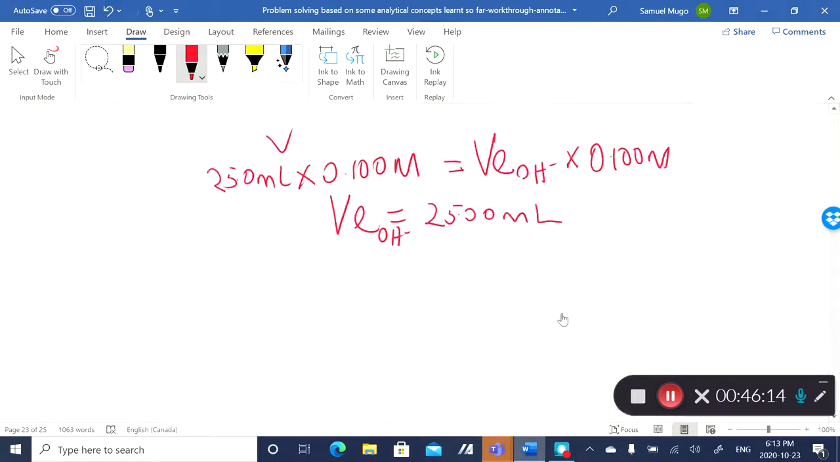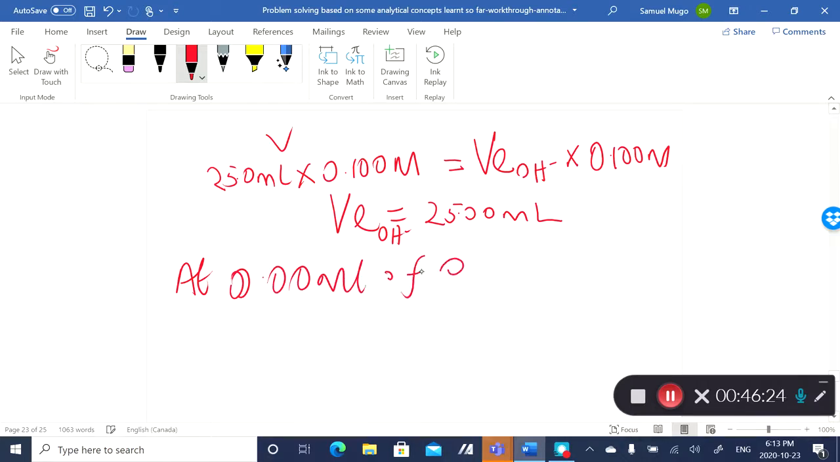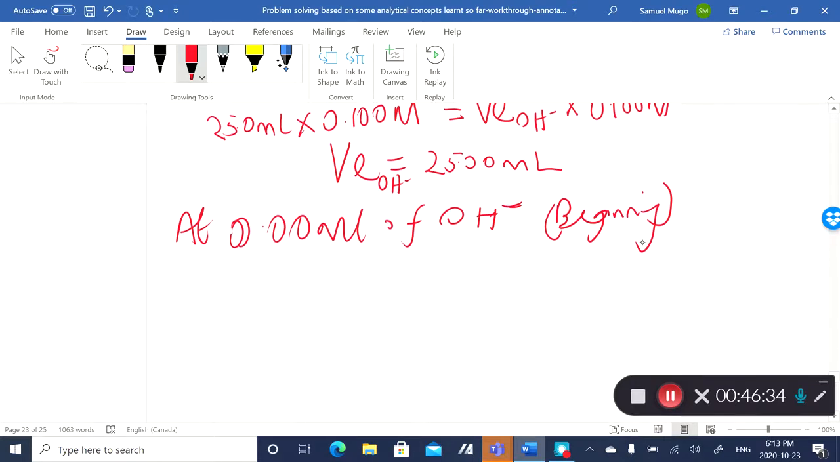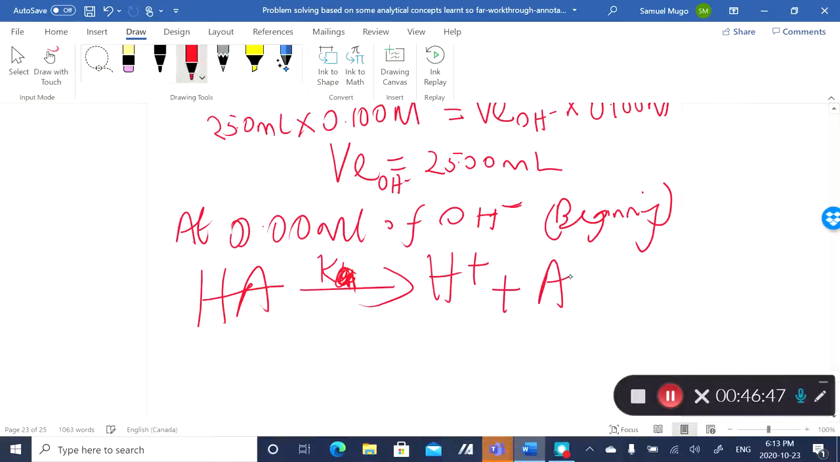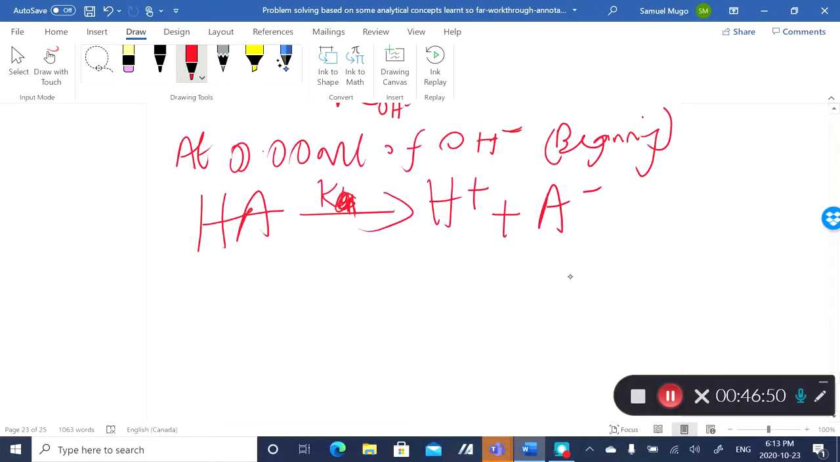Okay. So you've been asked to determine the pH also at 0.00 mL of OH, meaning at the beginning, when nothing has been added, no base has been added. So remember what's happening in this case. No base has been added. You have a weak acid essentially in water, and what happens? You've got dissociation, acid dissociation. It's an acid dissociation problem at that point.